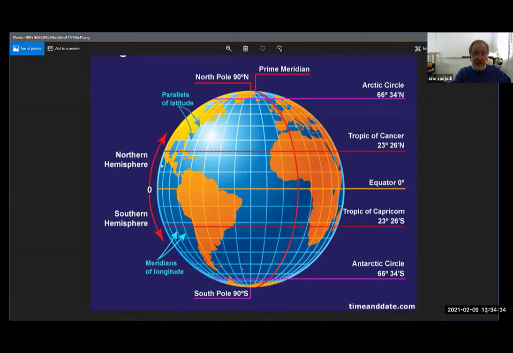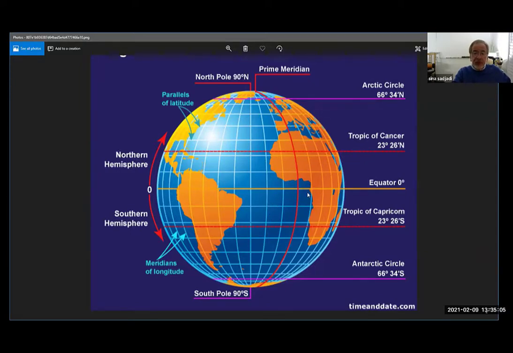And these lines that you see here, parallel to the equator, these are the latitude lines. San Diego is at 32 and a half degrees north latitude. My favorite place in the world, Hawaii, is about 20 degrees north. So they're farther south. Maui, Hawaii, is about 21 degrees, I believe, north. Okay, which is pretty cool.